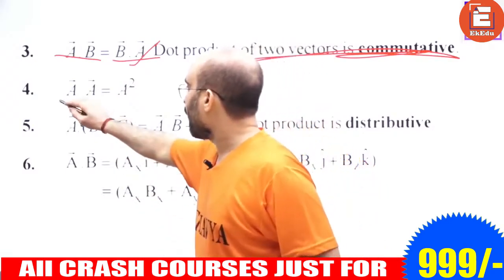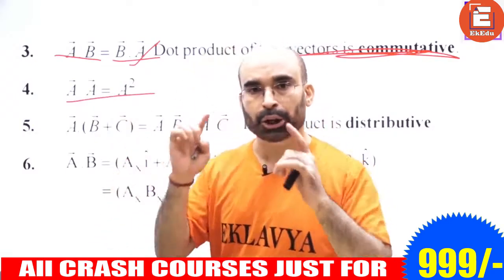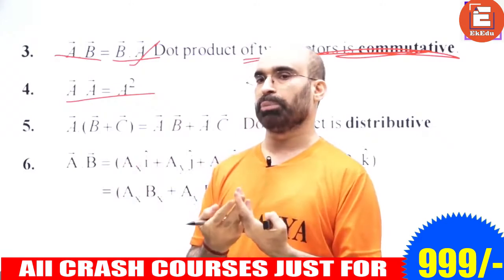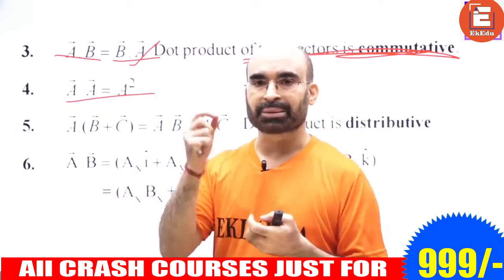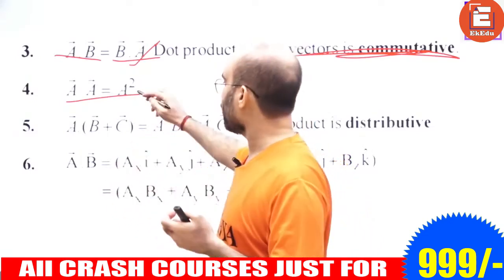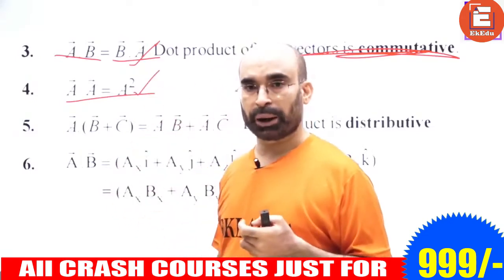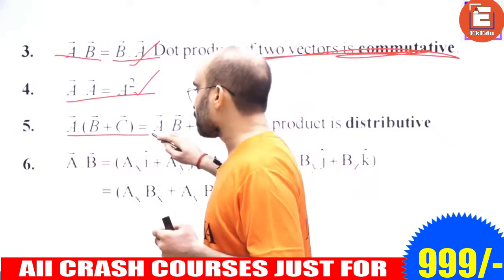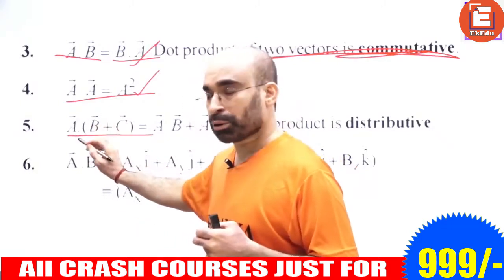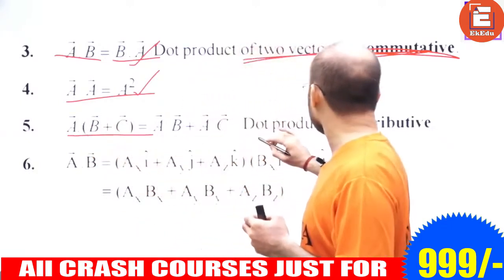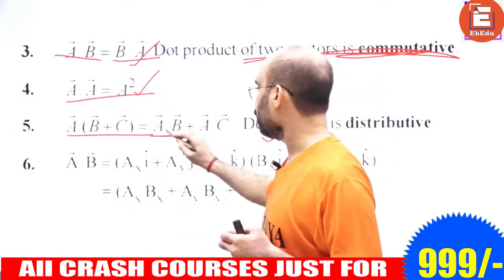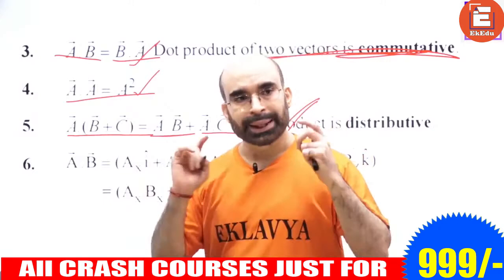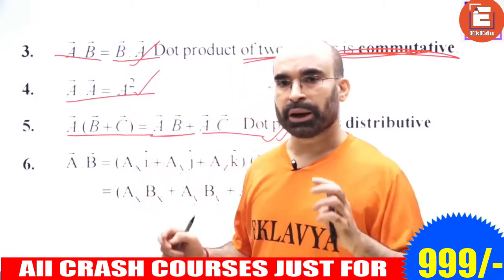Next, A dot A will obviously be equal to A into A magnitudes, because A is making 0 degree with itself. So A dot A equals what? A square. All right. Now A dot of B plus C. So what? It follows the distributive property. Now one very important thing.